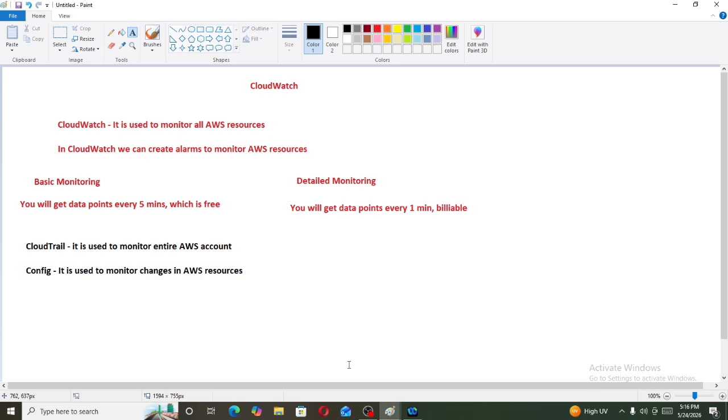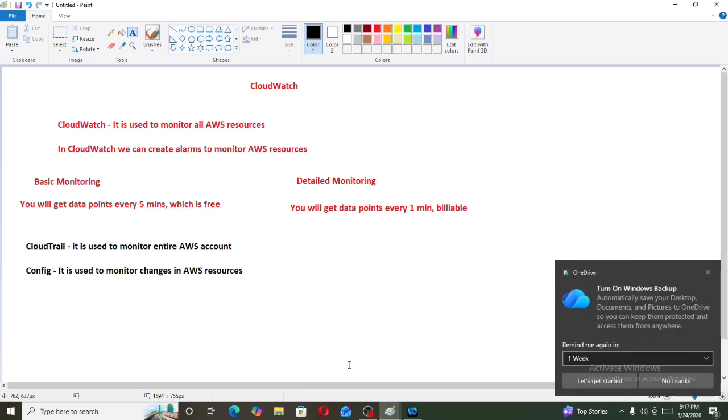Then what is CloudTrail? CloudTrail is used to monitor the entire AWS account, and it is used for investigation purposes. Then what is Config? Config is used to monitor changes in AWS resources. Whatever changes we make in S3 or RDS will be monitored by Config.